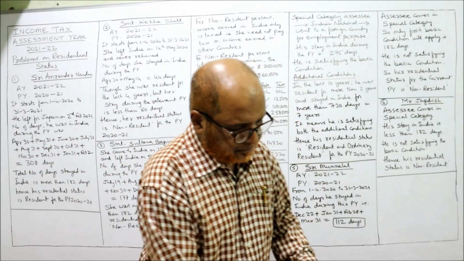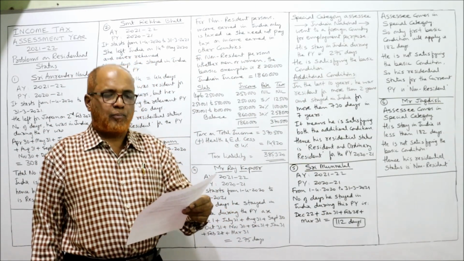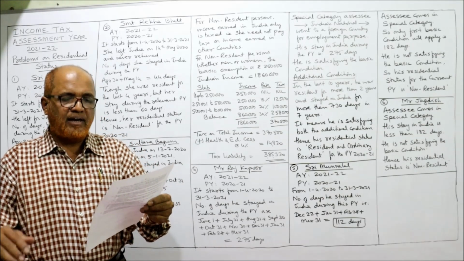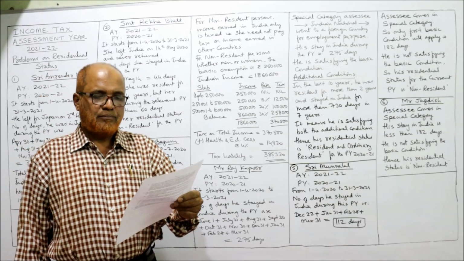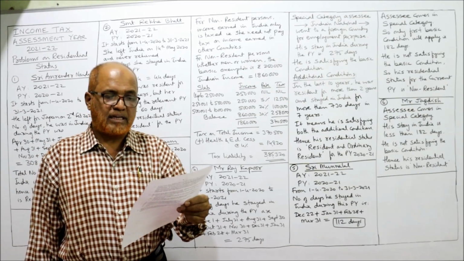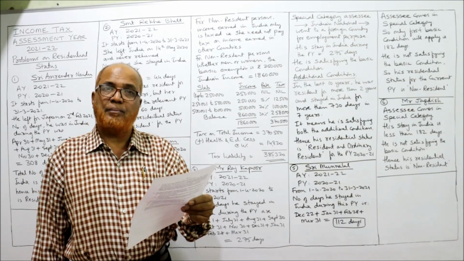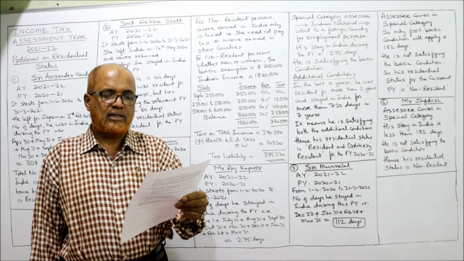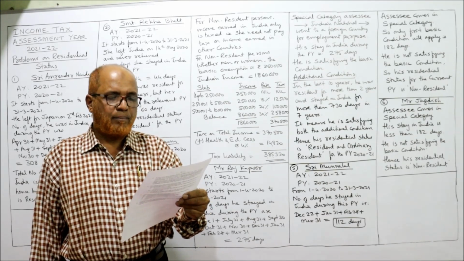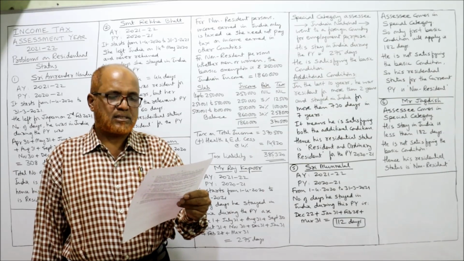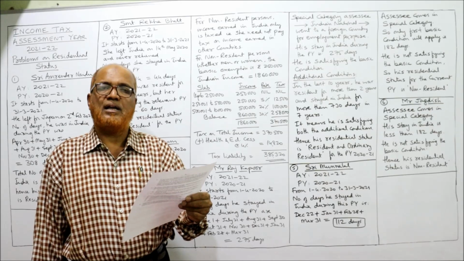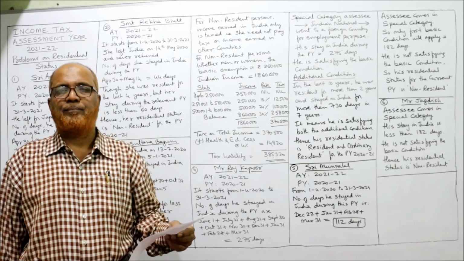Now fourth problem. Mr. Raj Kapoor, 51 years of age, an individual, left India for France on 25th July 2019 to take up a job in a firm there. He returned to India on 30th June 2020. He has never been out of India in the past. What will be his residential status for the previous year ending 31st March 2021?